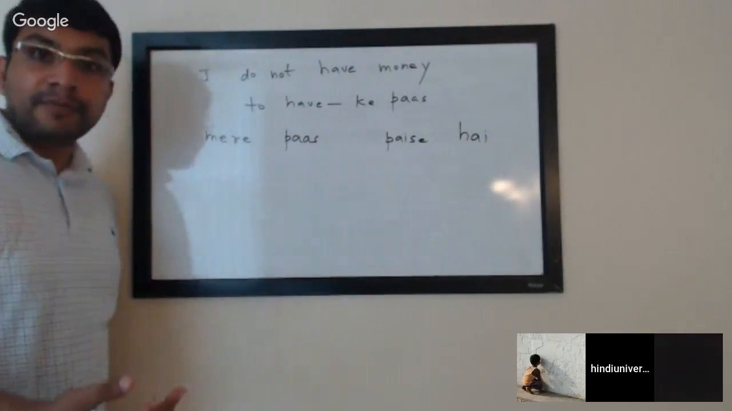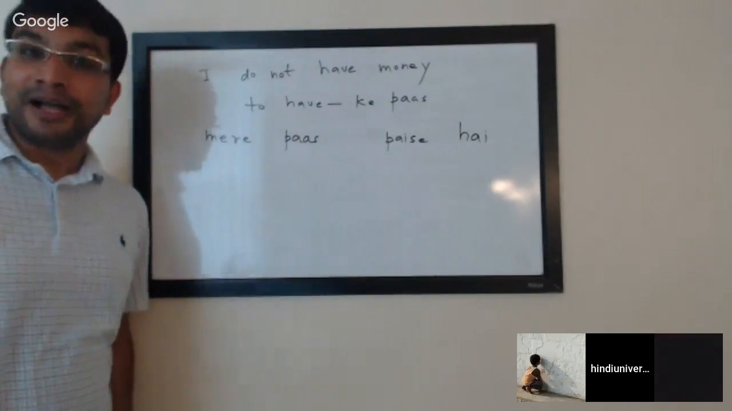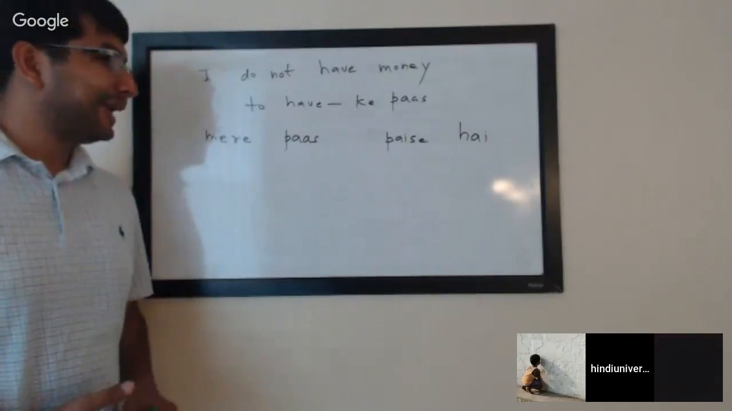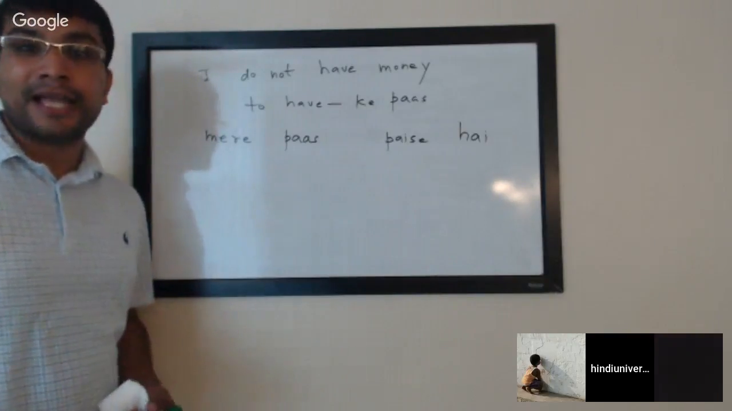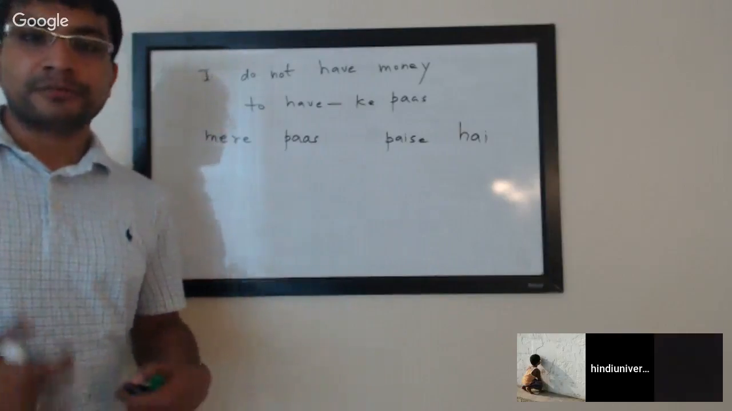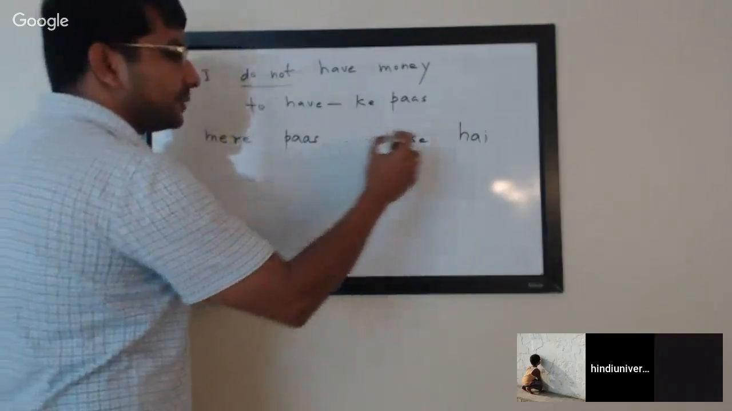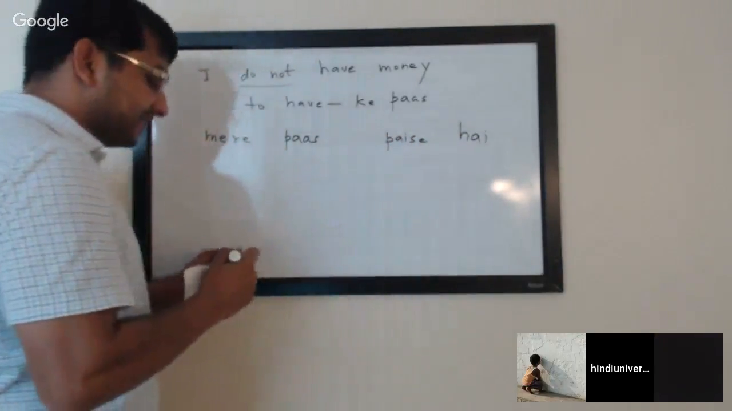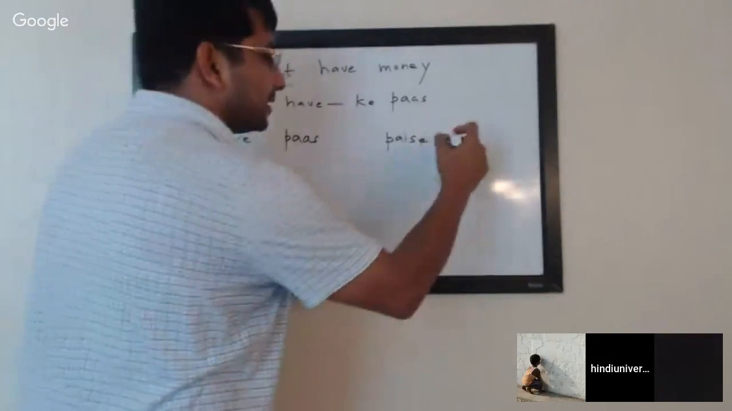With me, I have some money. Or mere paas is a very famous Hindi movie dialogue, mere paas maa hai, that I have mom. Or you can say mere paas laptop hai, mere paas camera hai. These are all objects, material objects. Now if you want to say I do not have money, you will say mere paas paise, as Ilan mentioned, mere paas paise nahi hai.